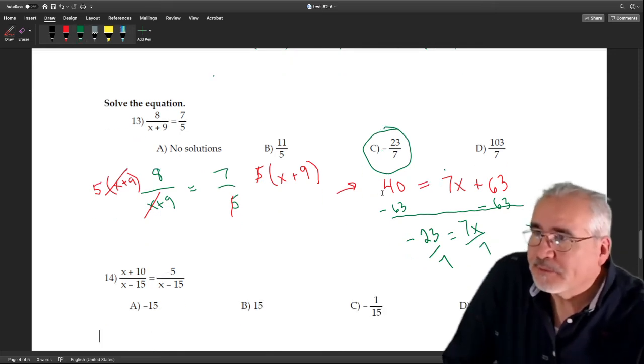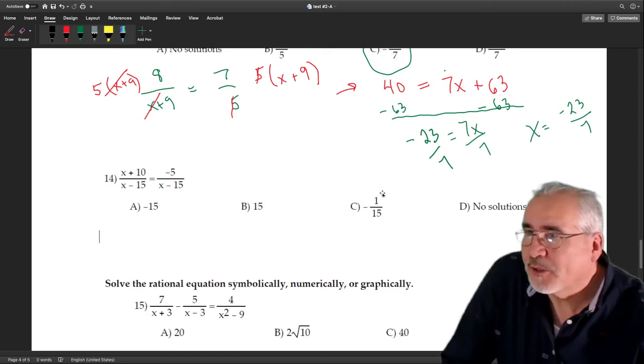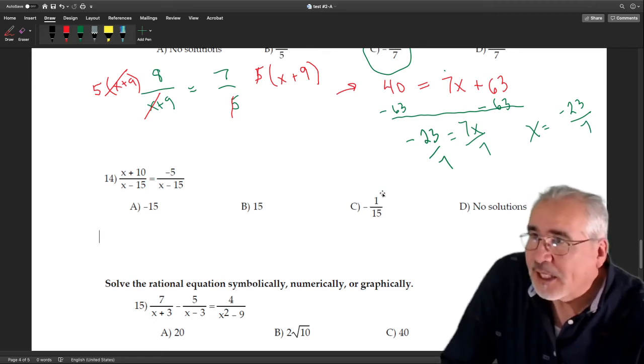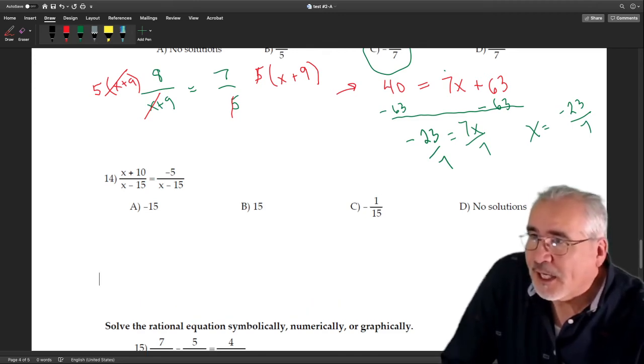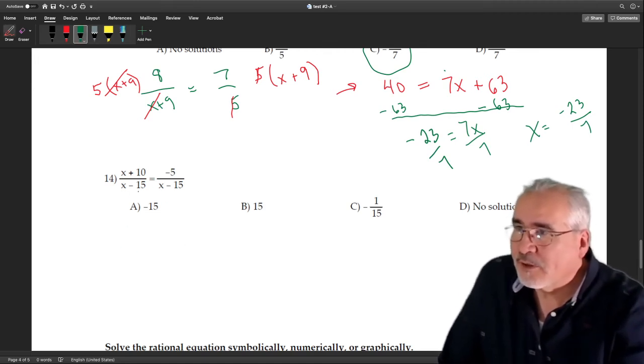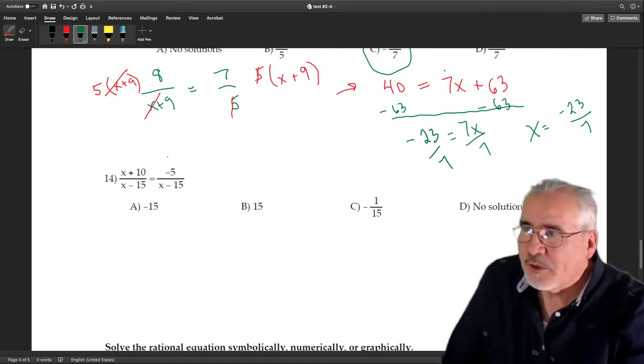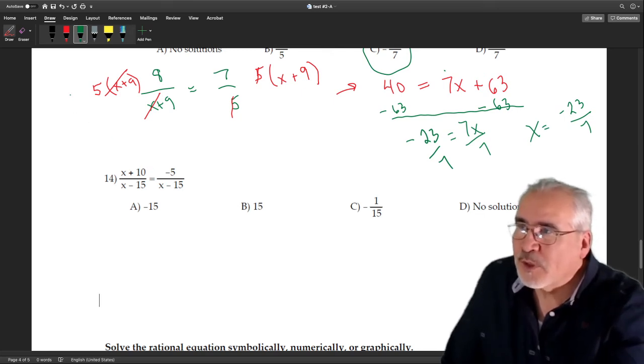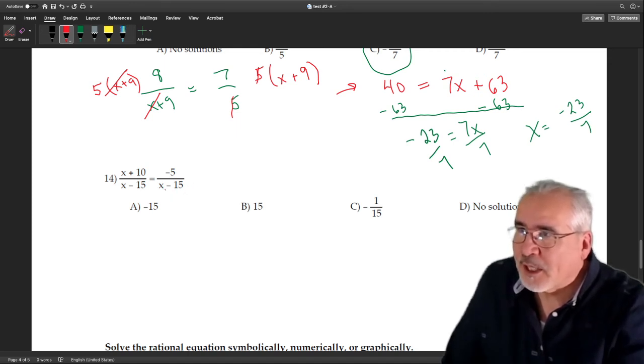Okay, let's come on down and do it again with a slightly different one. And you'll see that this is kind of nice because it's got common denominators. So if you cross multiply, you end up doing more work than is really needed. I'm going to just try this out. If we multiply by the common denominator, which is x minus 15, watch how slick this is.